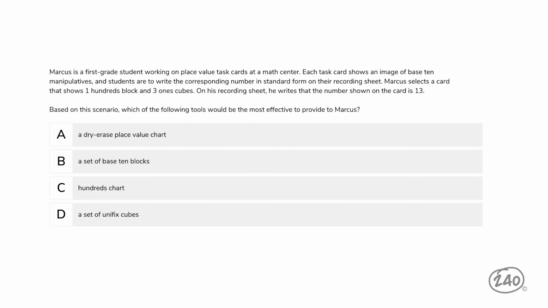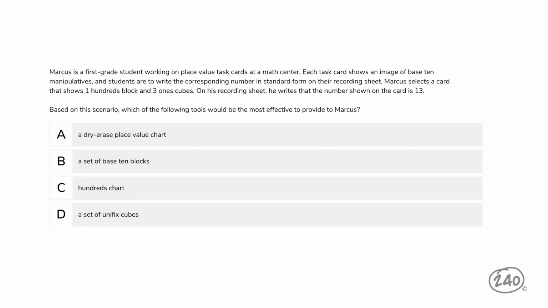Marcus selects a card that shows 1 hundreds flat and 3 ones cubes. On his recording sheet, he writes that the number shown on the card is 13. Based on this scenario, which of the following tools would be the most effective to provide Marcus?